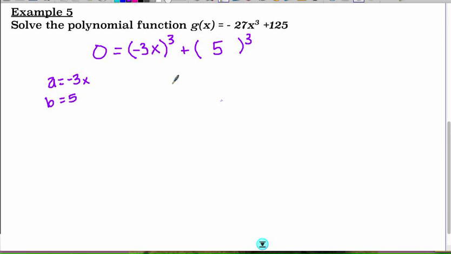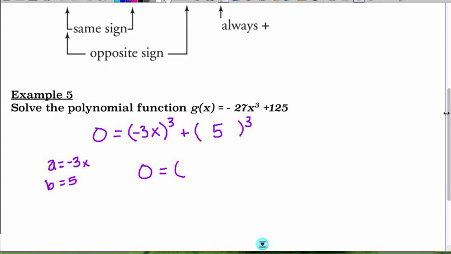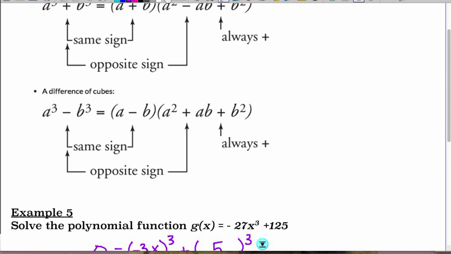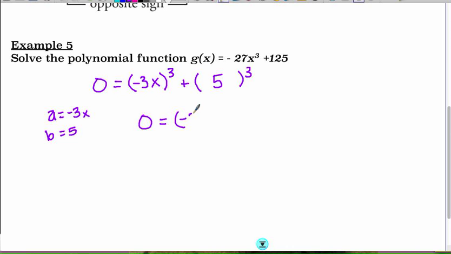So we've got 0 is equal to, and you recall that it was a plus b, so we're using the same exact sign. So -3x plus 5, same sign as before. And then now this is where we get a little bit different.